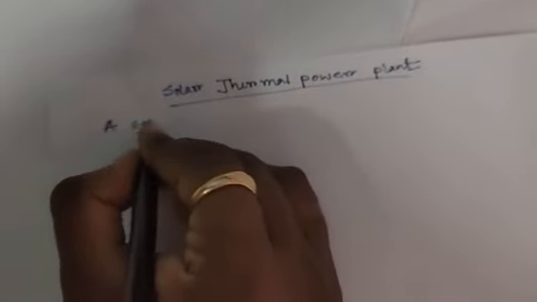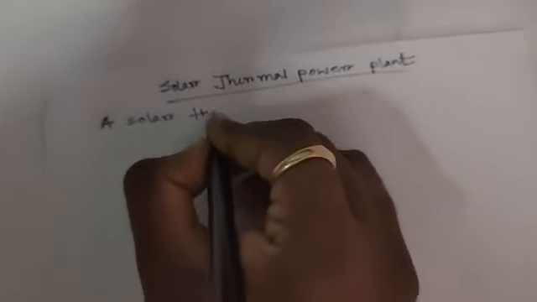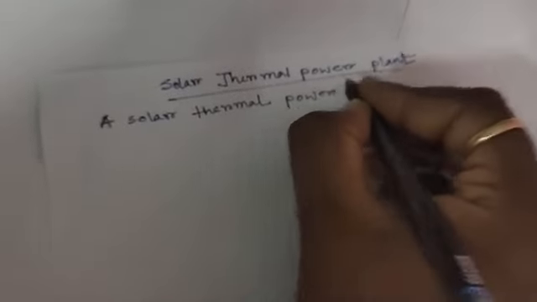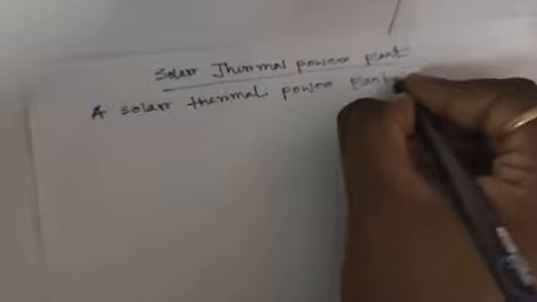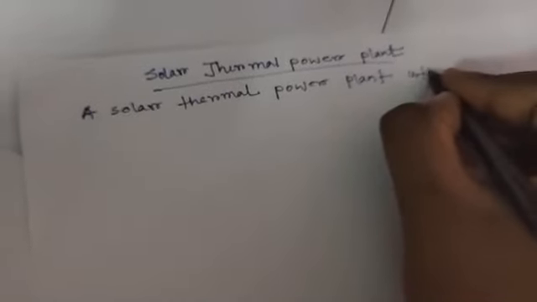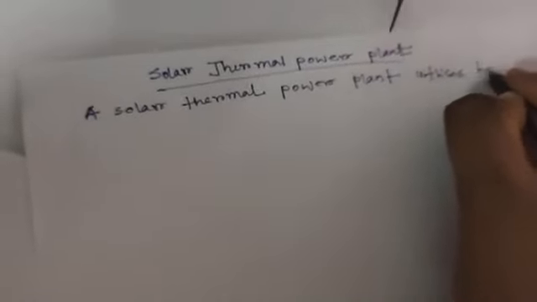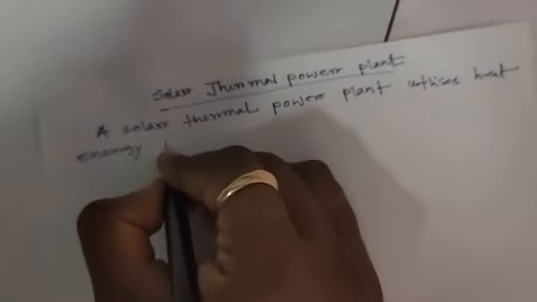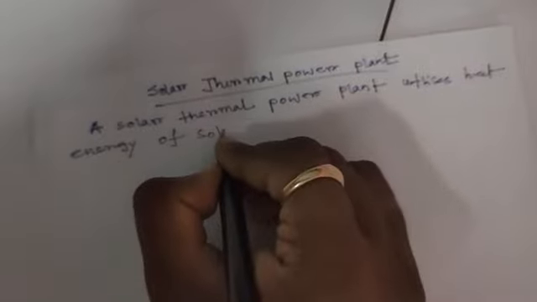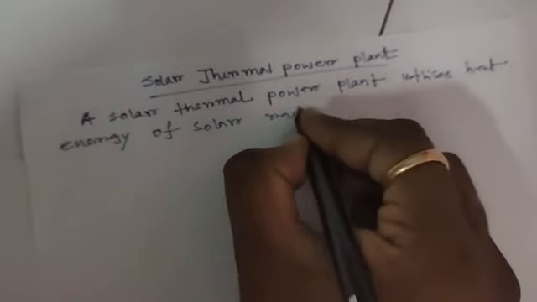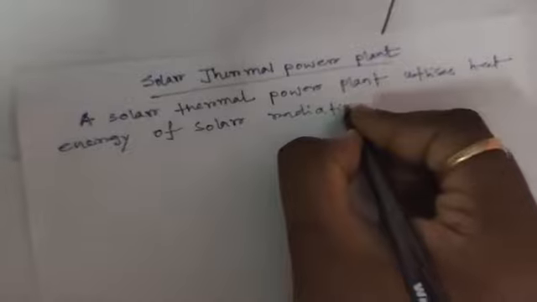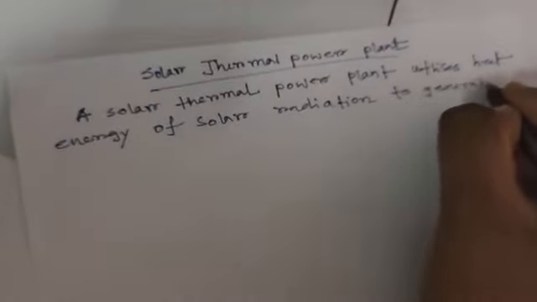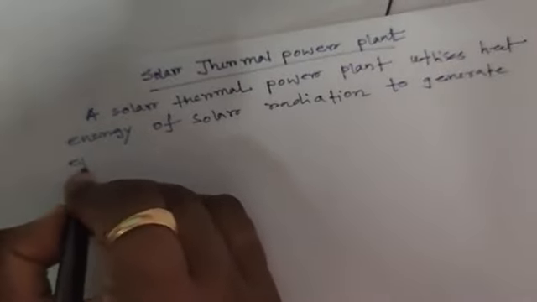A solar thermal power plant utilizes heat energy of solar radiation or rays to generate electrical energy.